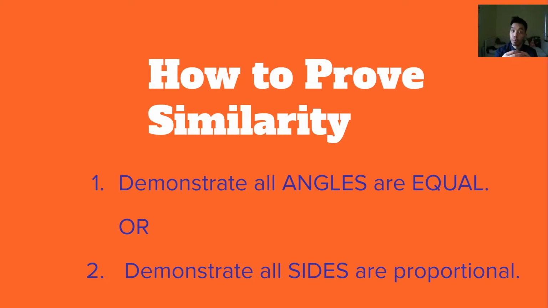Or, if you want to prove two triangles are similar, you can take a look at their sides. If the sides are proportional, i.e., if they're double or triple or quadruple one another, then you conclude that they are similar. And once they're similar, you can conclude that the angles are now equal.